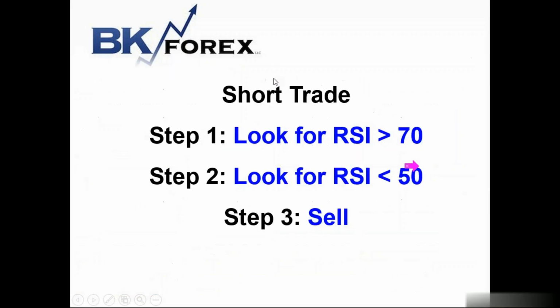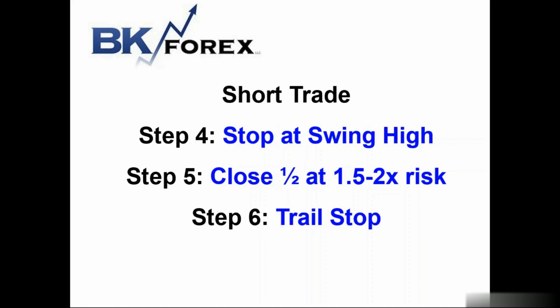But to outline the short trade rules, they're the following. You want to look for RSI to be greater than 70. Then you want to look for it to move back below 50. Once it's moved back below 50, that's when you want to look to sell. Your stop in this case is at the swing high.